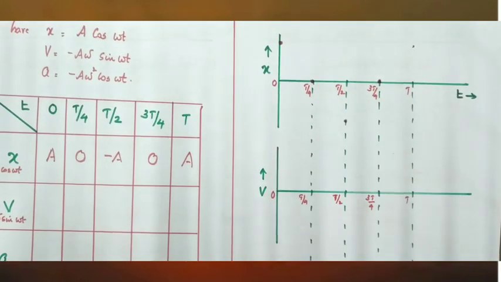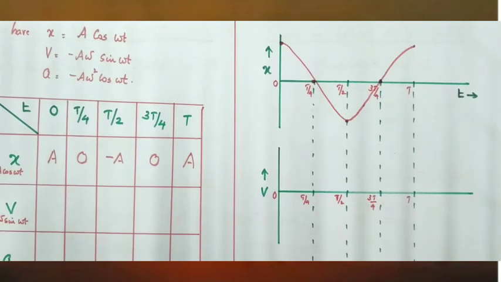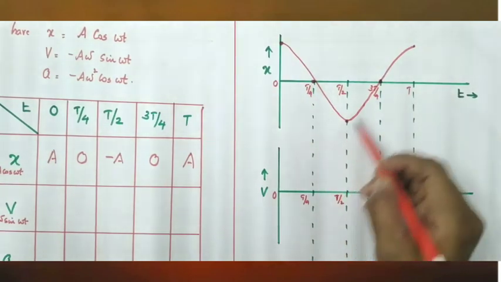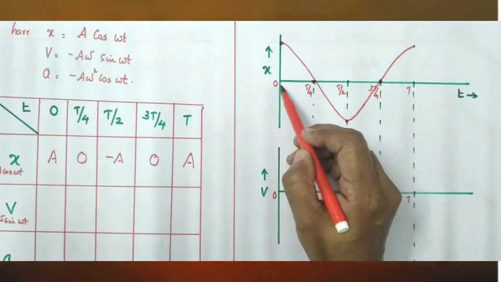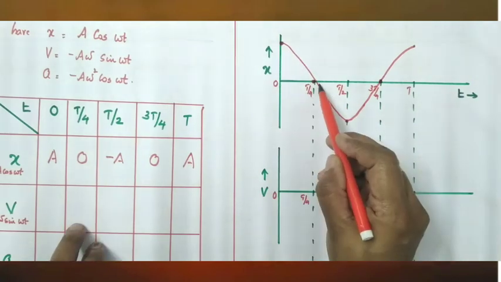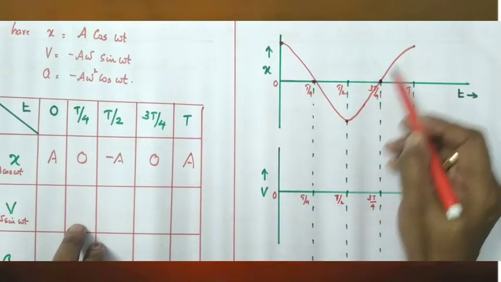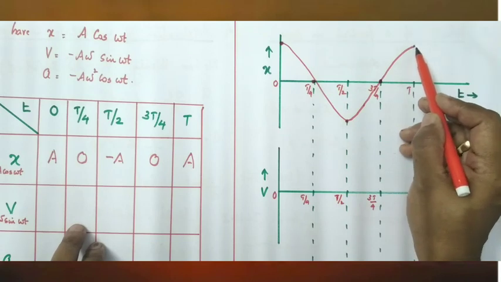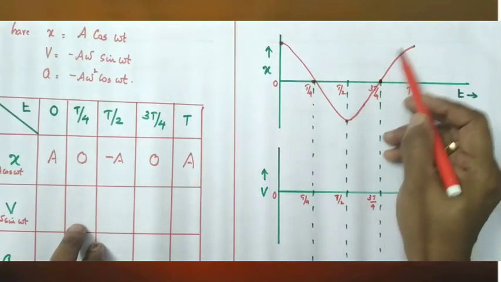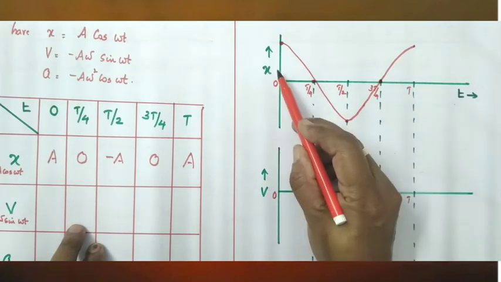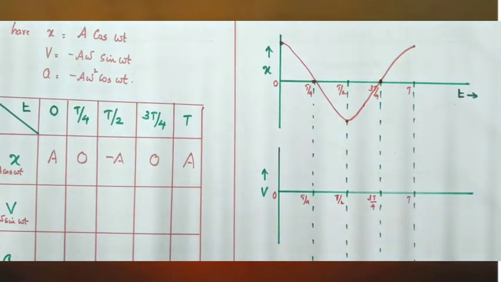Okay, so if you join the points, we will obtain a graph like this. At time t equal to 0, it is maximum, then 0, then negative maximum, then 0. For a complete time interval it becomes maximum. So this is the graph relating time interval and displacement.